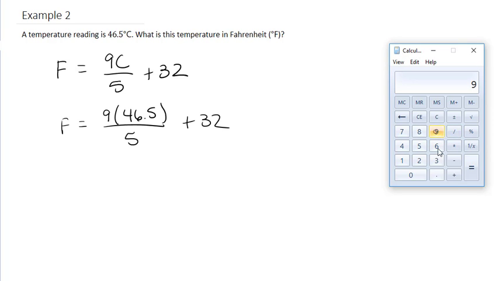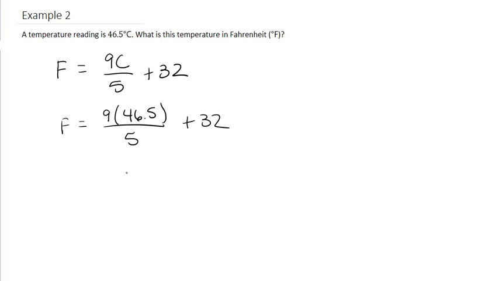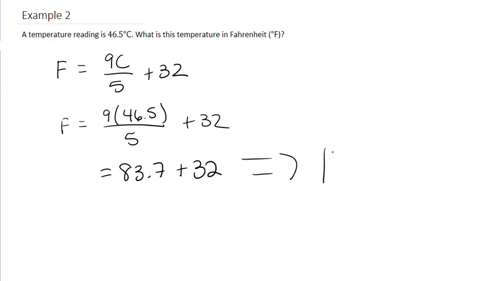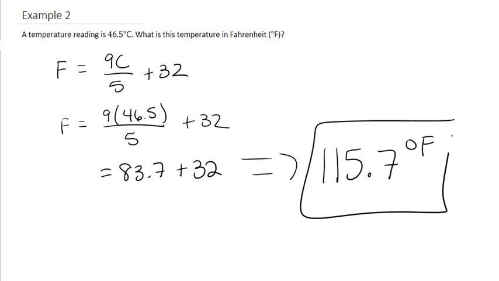Then we'll multiply 9 times 46.5 and we get 418.5. Then we will divide by 5 and we're left with 83.7. Then we add 32 and we get 115.7. And this is in Fahrenheit. And this is our temperature in Fahrenheit from Celsius. So let's do another example.